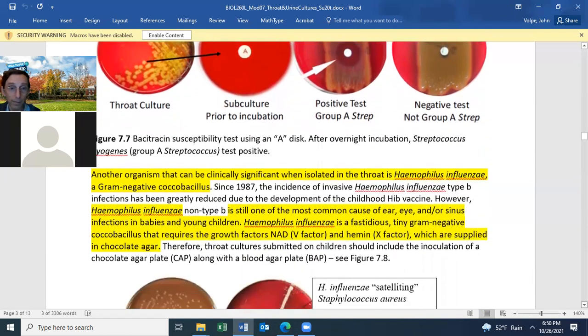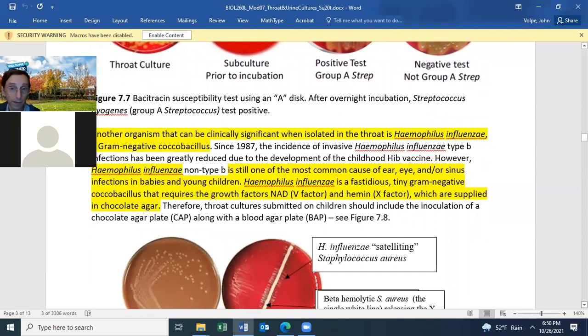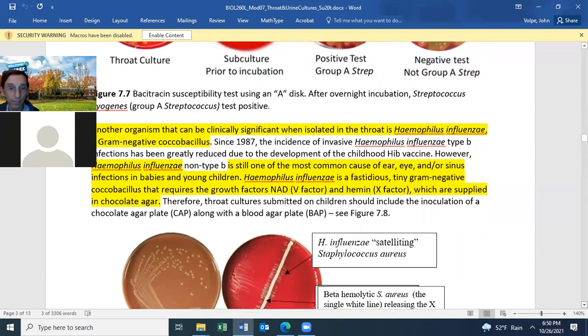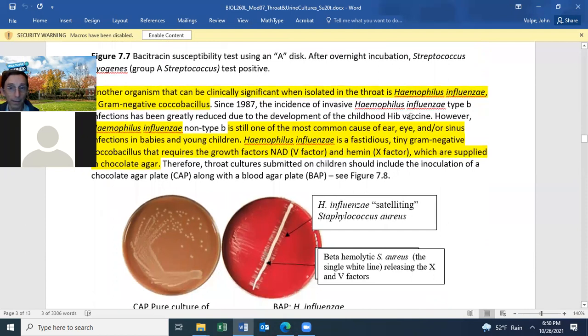Another organism that is clinically significant and isolated from the throat is Haemophilus influenzae, which is a gram-negative coccobacillus. It is one of the most common causes of ear, eye, and sinus infections in babies and young children. It's not common in adults and even older children.